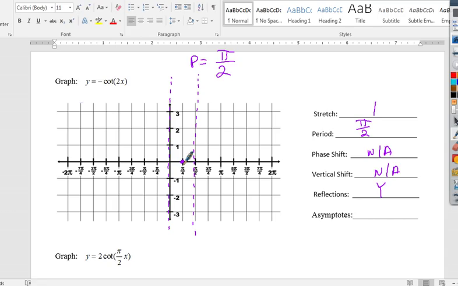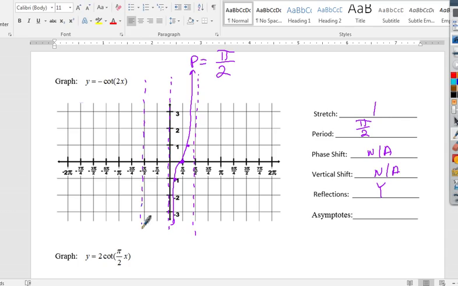Normally we want it to be heading down, but since there's a reflection where the normal spot would be at 1, it's now going to be at negative 1. This one would be a positive 1, creating what does resemble a tangent graph. So the reflections of cotangent and tangent make them look like each other.